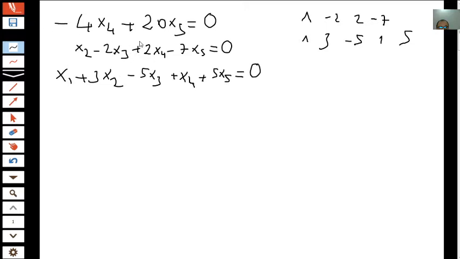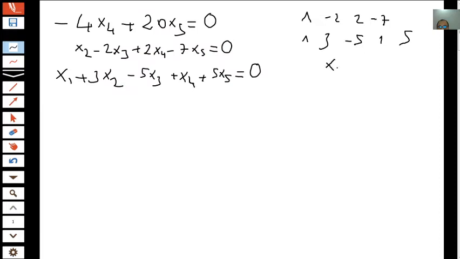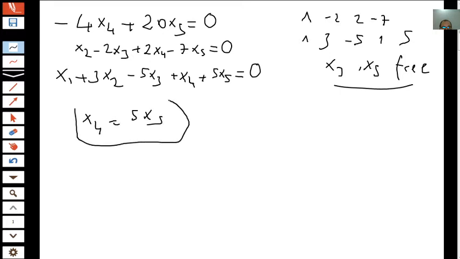What are the free variables? Let's check again. x3 and x5 are the free variables. So using the third equation, x4 is a basic variable, and x4 becomes 5x5. x4 is 5x5, namely we find x4 in terms of the free variables.